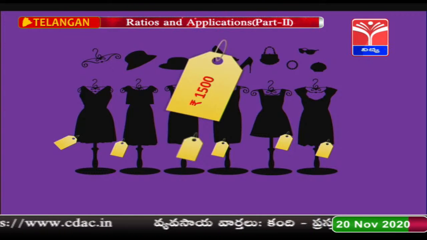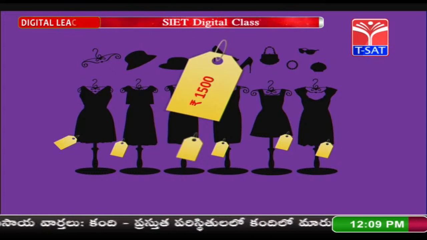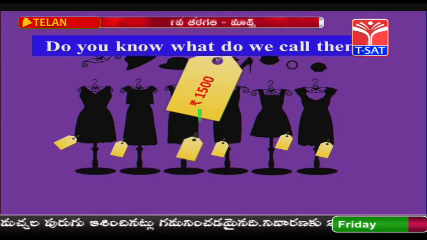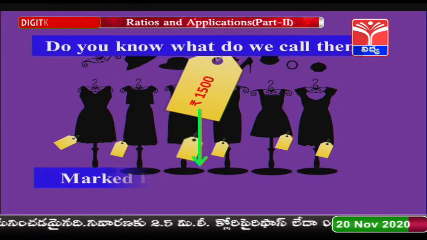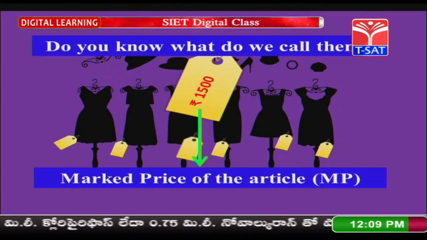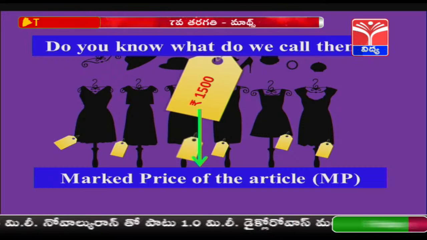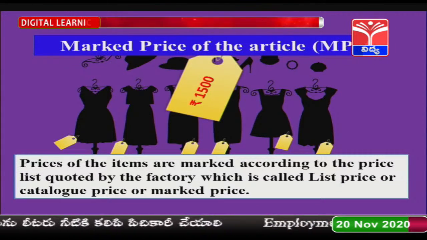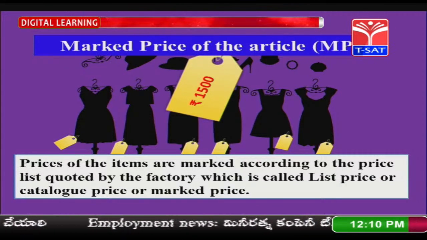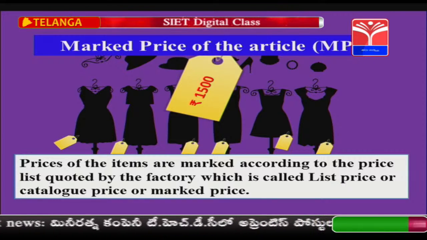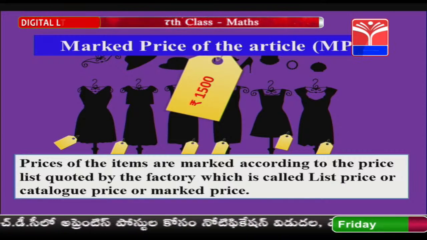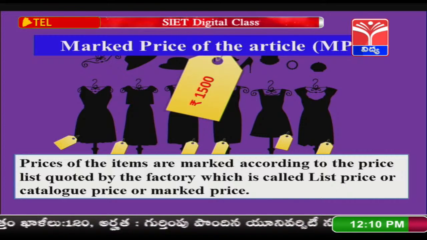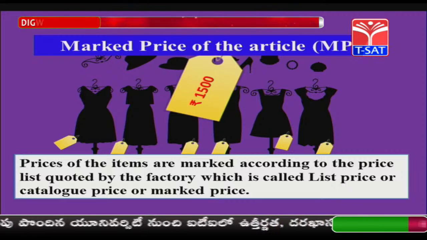Now, these price tags you might have seen on each and every article or the dresses or whatever you purchase in a shop. Do you know what we call them in mathematics? Yes, they are called the mark price of the article, and we denote it as MP, meaning mark price. So, this mark price is nothing but the list price or catalog price. When you go to any shop, they will take a list and the prices are written on that list, or they will show you a catalog where the prices are written. Those are nothing but the mark price or list price or catalog price, all these mean the same.